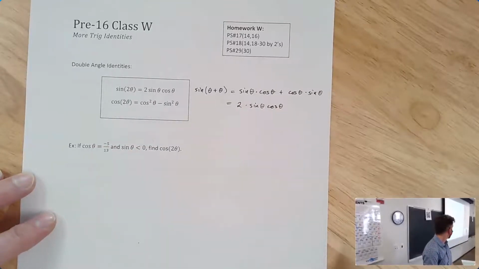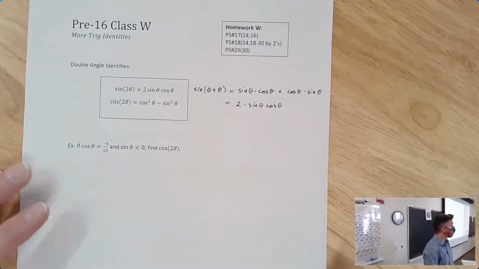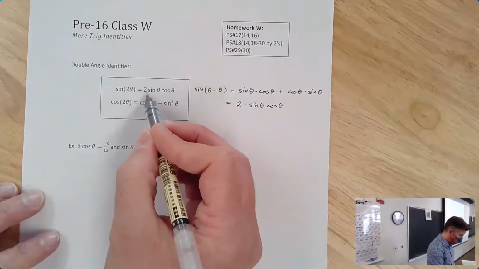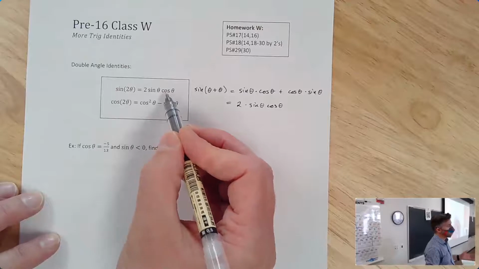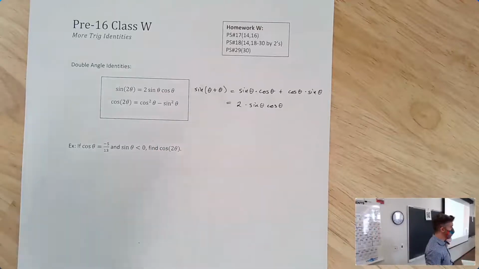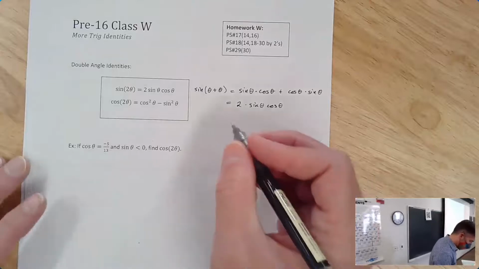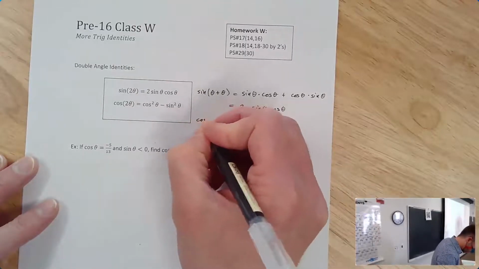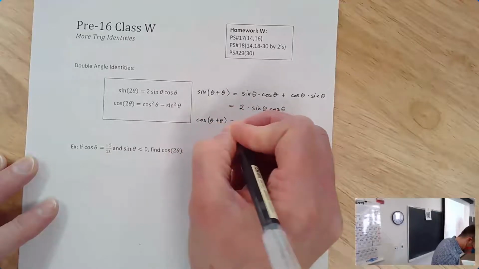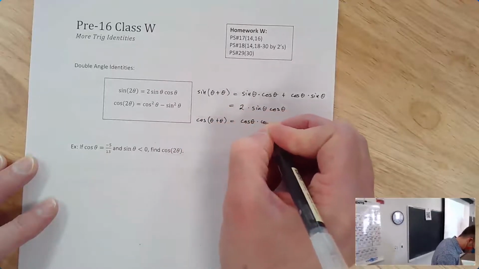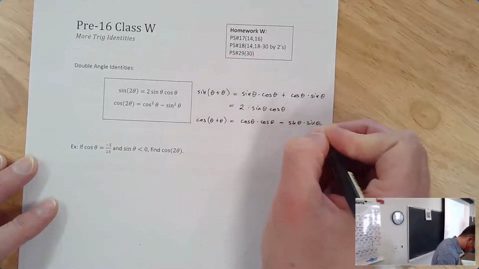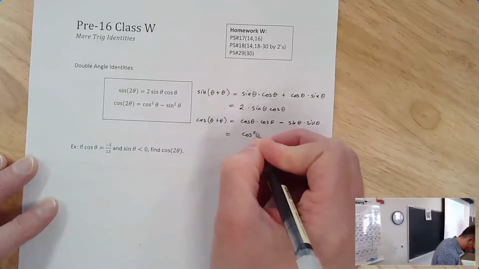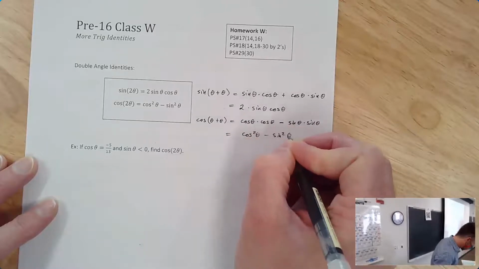The original 2 is for the whole. Say that one more time. The 2 is for the whole, not just the sine. That 2 is multiple. It's 2 times sine times cosine. So, yes, it applies to the whole, but there's no distributing of it because it's all multiplication. And then in a similar way, cosine of theta plus theta is cosine theta times cosine theta minus sine theta times sine theta, which is cosine squared theta minus sine squared theta.